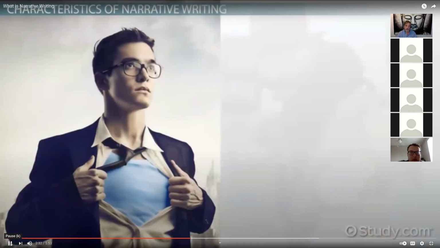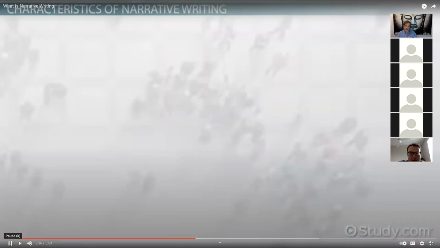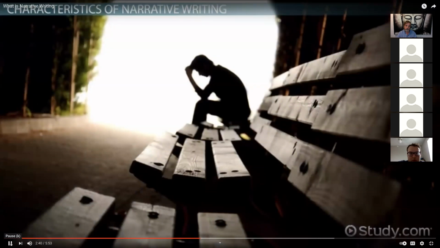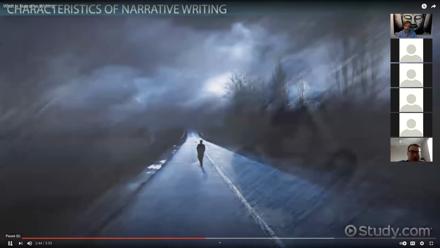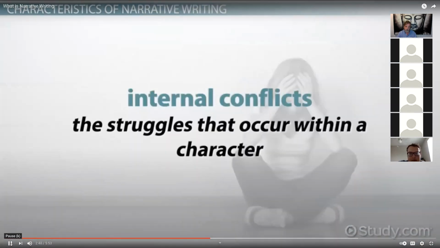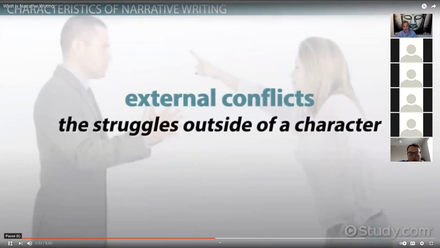Usually the main conflict is between the protagonist and the antagonist, but that is not always the case. The struggles can exist between society, within a character, or even with acts of nature. There are 2 basic types of conflict: internal and external. Internal conflicts are the struggles that occur within a character, and external conflicts are the struggles outside of a character. These can occur between two characters, between characters and society, or between characters and natural events.